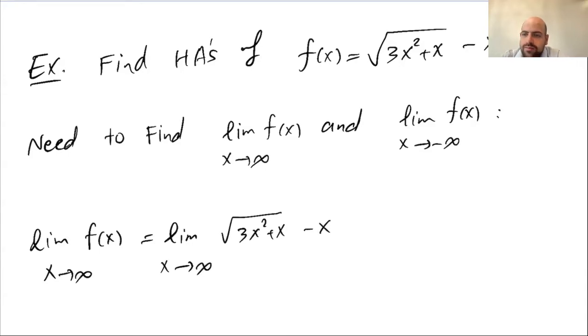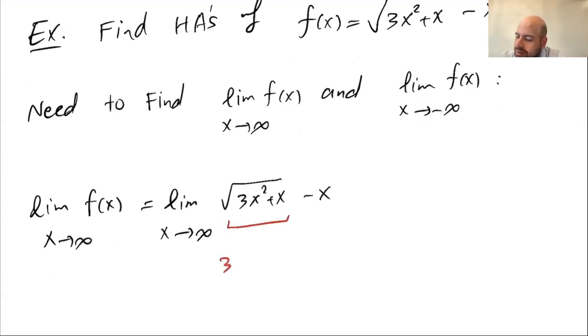So how can we calculate this limit? As x goes to infinity, the first term approaches what? This term here, 3x squared plus x, goes to infinity as x goes to infinity. You can easily verify this.